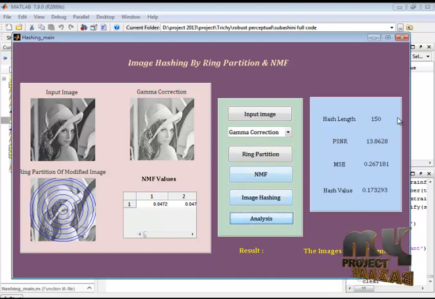In analysis, we are identifying the properties of the input image. So this is the hash length, and the PSNR and MSE values are identified for the modified image, and the hash value is displayed here. Now I am showing the result of the image hashing technique. Here we analyze the image, whether it is modified or not, based on the image hashing technique.